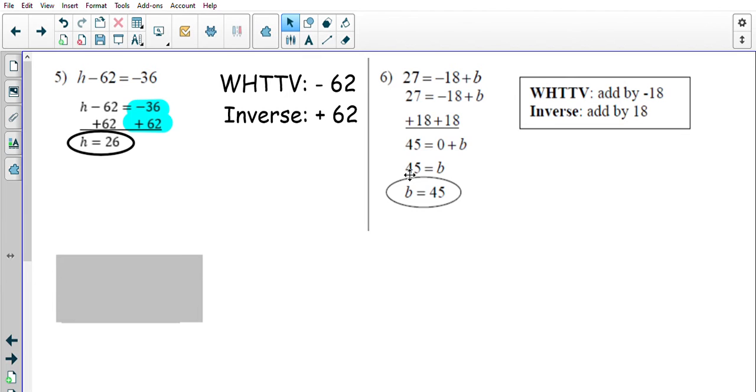All right, number 6 is already done for us. What's happening to the variable b is we're adding by negative 18. The inverse of that is to add positive 18, so you can see we do that on both sides. It's going to cancel out on the right to leave you with b, and then do 27 plus 18 to get 45 for your solution. Again, you can leave it like this or write it with the variable on the left.